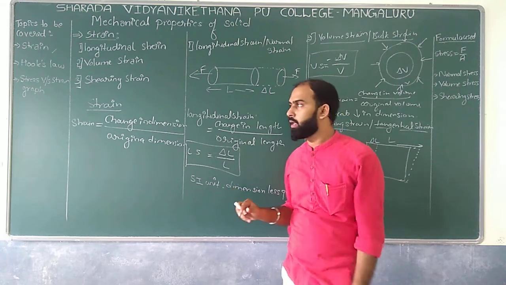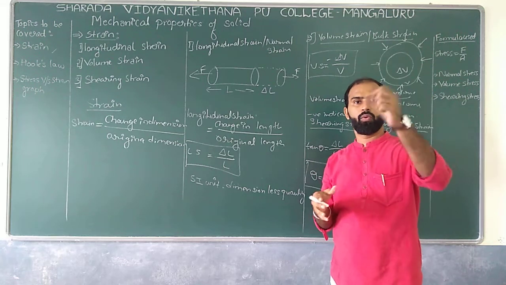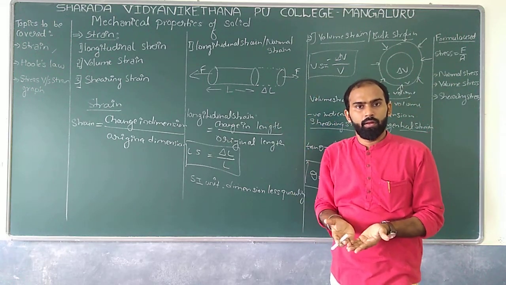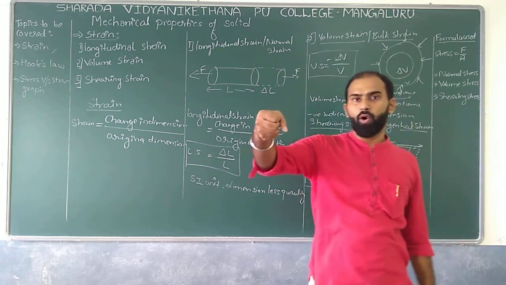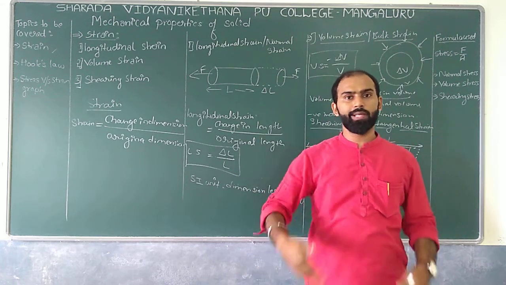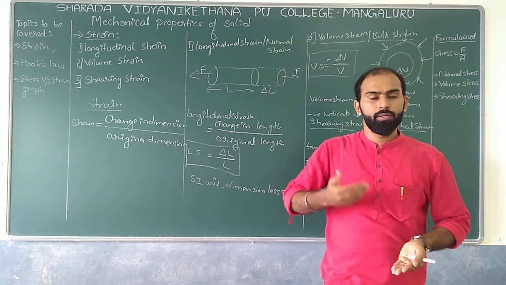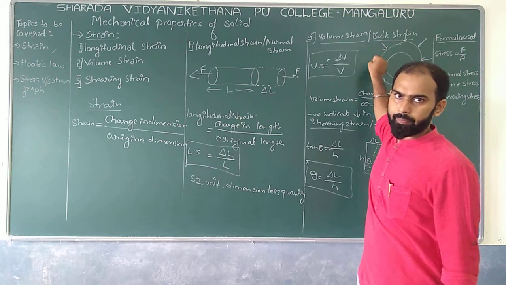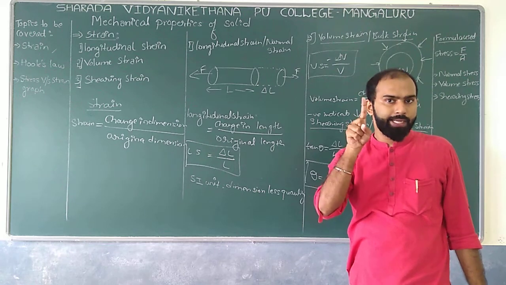Are you getting? Yeah. Similarly, I can have volume strain. Volume strain is when a uniform force is applied throughout the surface, just like taking a ball and dipping it into water. The force exerted by the water acts uniformly on the surface, so its dimension is going to decrease, and your job is to put a negative symbol.